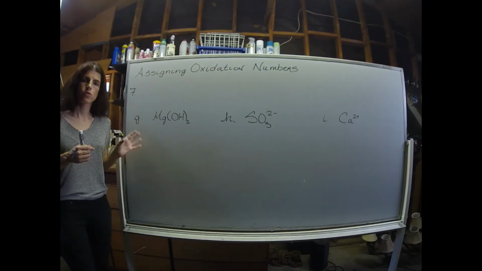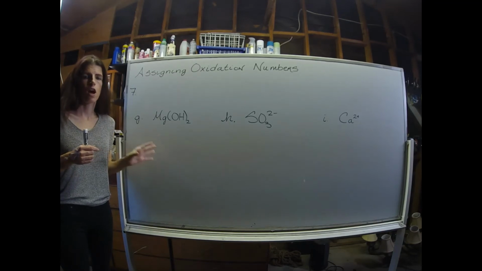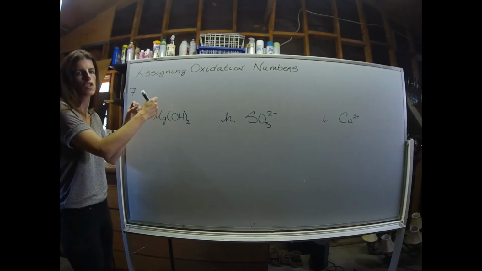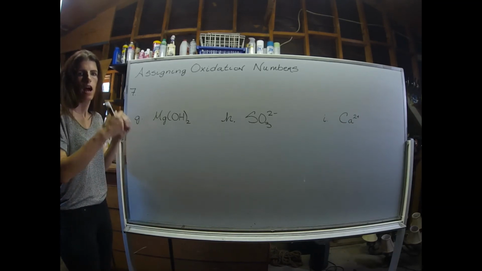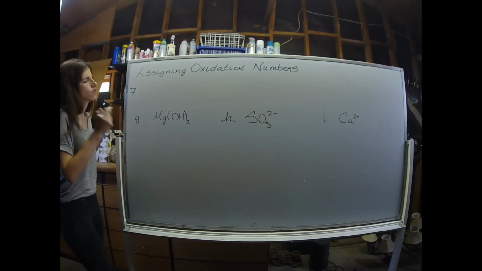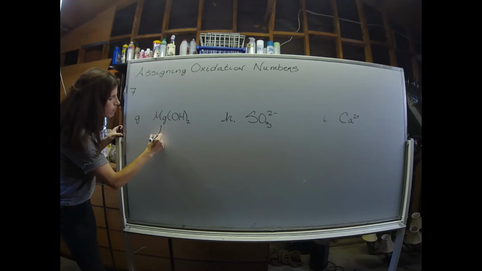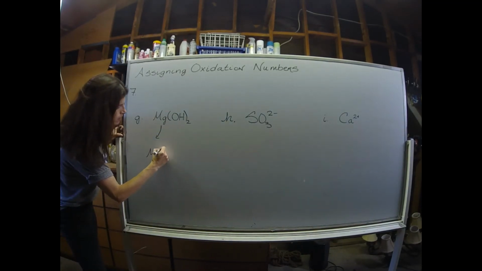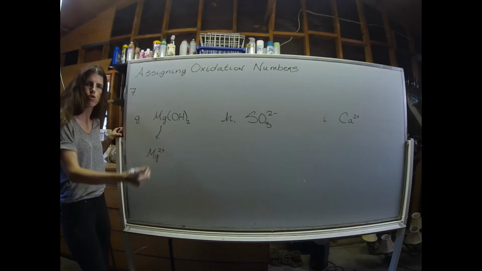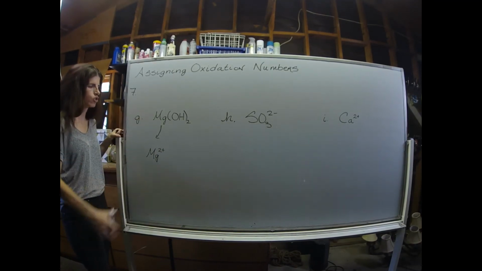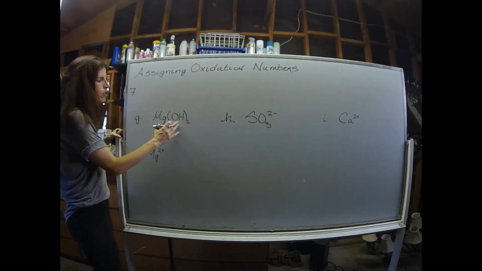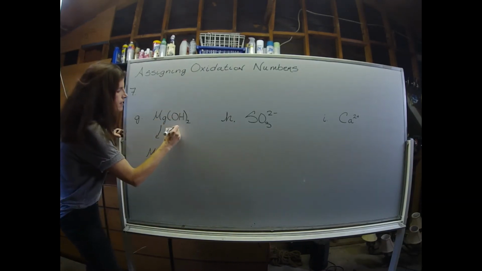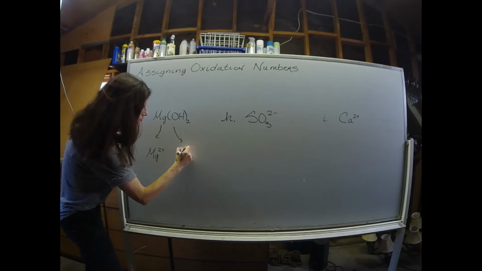Whenever you're trying to assign oxidation numbers to a compound that has parentheses, my recommendation would be to first split it up into its ions as best as you can. So we know this comes from magnesium 2+, since magnesium is in group 2A of the periodic table, we know its charge. And then if we look on our table of polyatomic ions, we're going to recognize this as hydroxide.